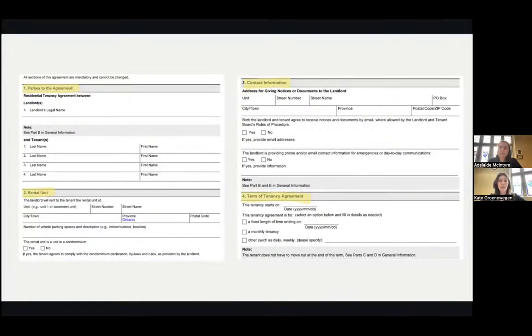Rental unit. So this section includes the address of your rental unit and includes if there are any parking spaces and where they are. Contact information. This is where your landlord should provide their contact information, specifically the address where you can give notices or documents to them. Your landlord may also provide the email address or phone number of where you can contact them. The term of the tenancy agreement. This section specifies when your lease starts and when your lease may be up, and whether it is fixed term or month to month or week to week.